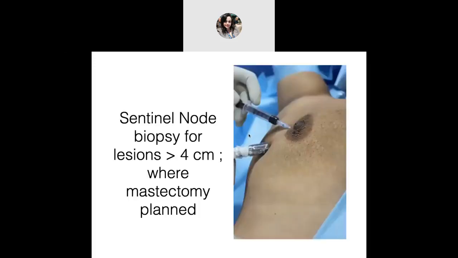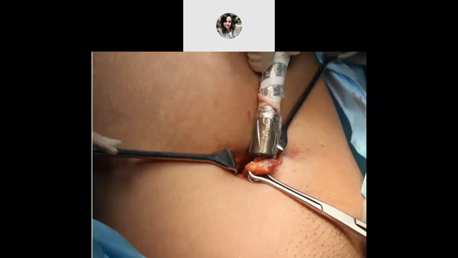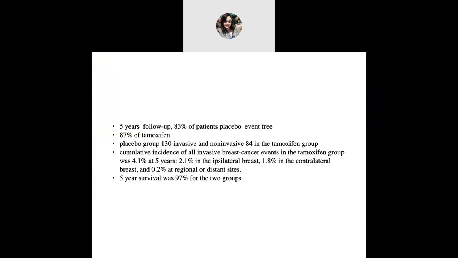So more than 4 centimeter, where mastectomy is planned. So we are performing dual tracer technique. You know, you can see blue dye and isotope guided with a gamma probe, or you can use fluorescein. So in this case, we were doing it with a gamma probe.